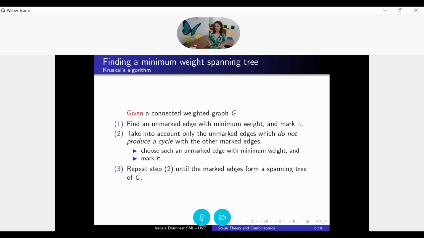In order to find a minimum weight spanning tree, we apply Kruskal's algorithm, which states the following. Given a connected weighted graph G, first, find an unmarked edge with minimum weight and mark it. Second, choose such an unmarked edge with minimum weight and mark it, but take into account only the unmarked edges which do not produce a cycle with the other marked edges. Third, repeat step 2 until the marked edges form a spanning tree of G.